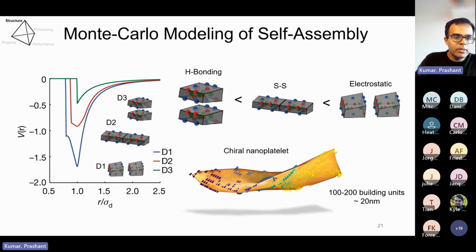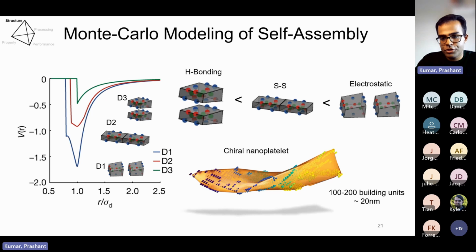And they computed the potentials of mean force when these building blocks are interacting with each other along three perpendicular directions, D1, D2, D3, which correspond to the different bonding types that are present in this material. What they found was that since the electrostatic interactions were pretty strong, if you let this structure stabilize and grow using a Monte Carlo model, starting with a chiral building block at the atomic level, you start to see these twisted platelets emerge in the model.